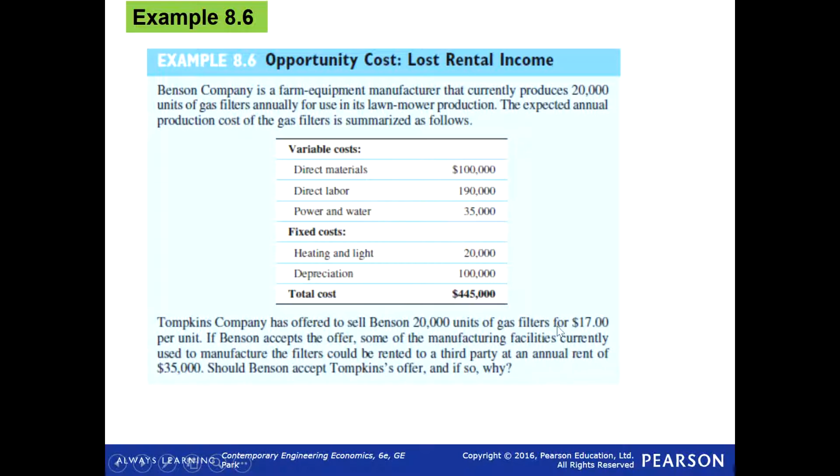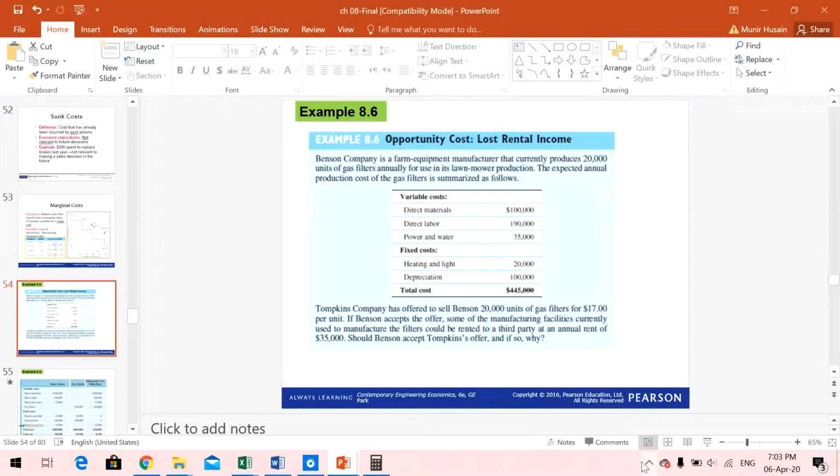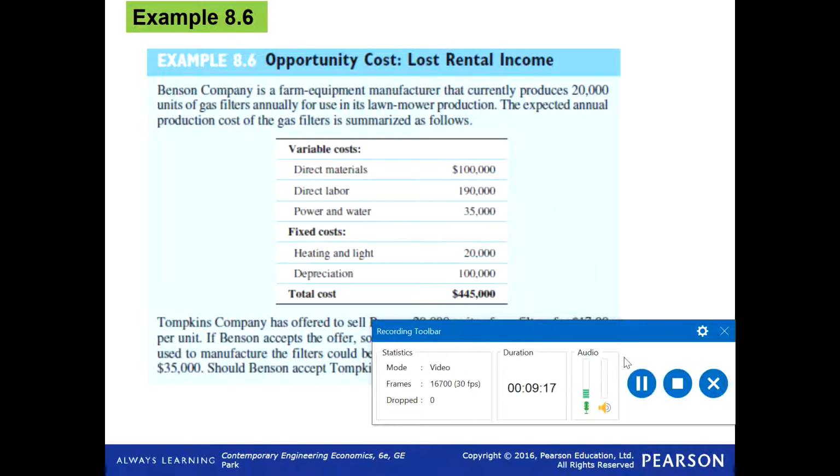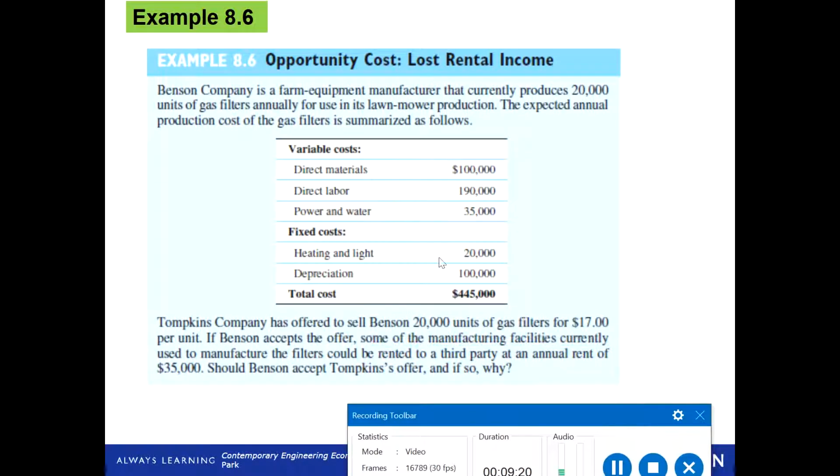If Benson accepts the offer, the currently used manufacturing facilities could be rented to a third party at an annual rent of $35,000. Should Benson accept this offer or not, right? So this is what we call an outsourcing decision. An example of an outsourcing decision. Now if we have to purchase from this company, we'll pay this much amount, right?